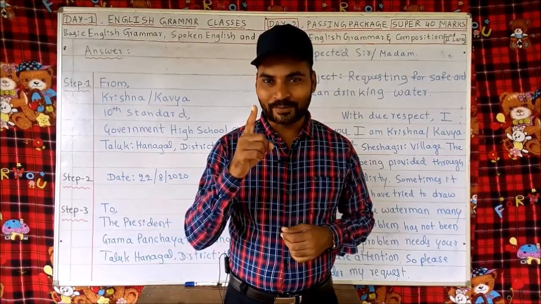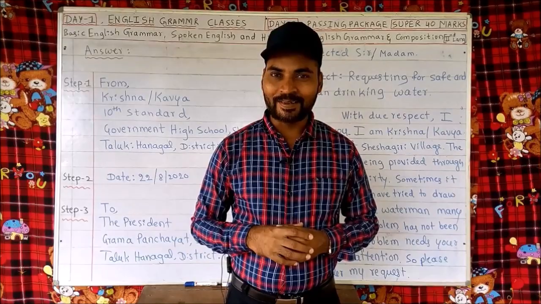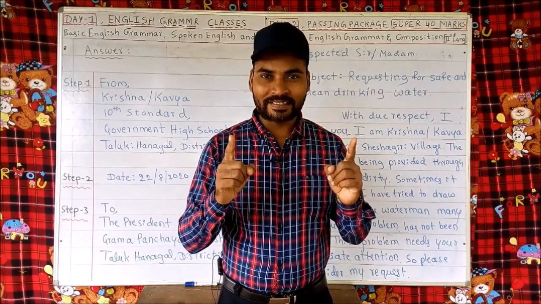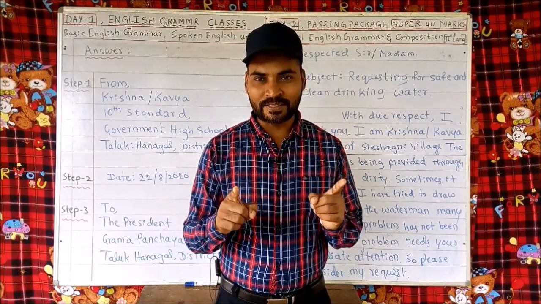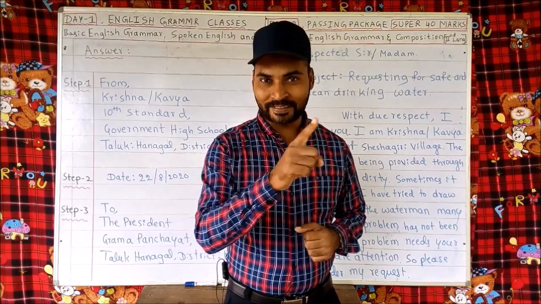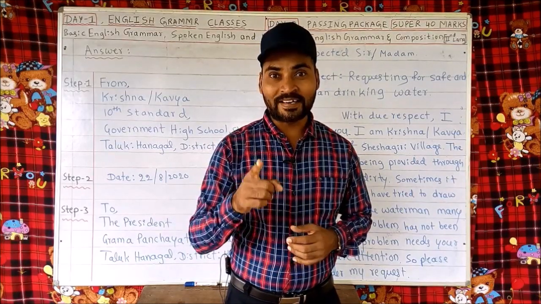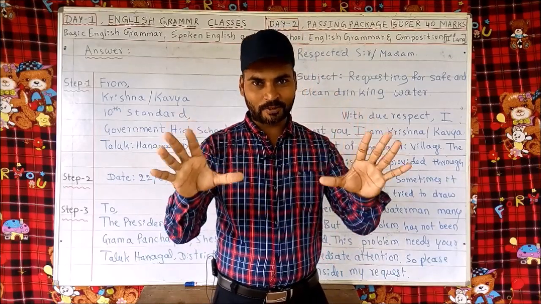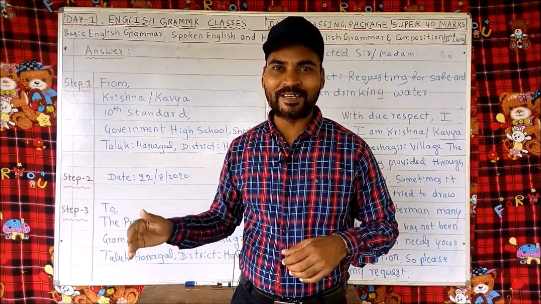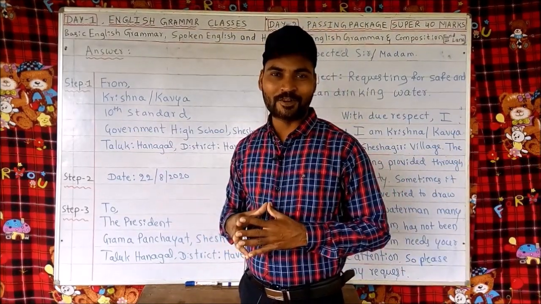Just now we wrote the question of the actual official letter. Now let's try to answer that question. The question was, imagine you are Krishna Kavya studying in Government High School, Sheshagiri, Taluk Hangal, District Haveri. Write a letter to the President of your village Gram Panchayat, requesting him to provide safe and clean drinking water. Let's try to solve that question using all the 9 steps that we have studied in the previous classes. Here step 1, from address.